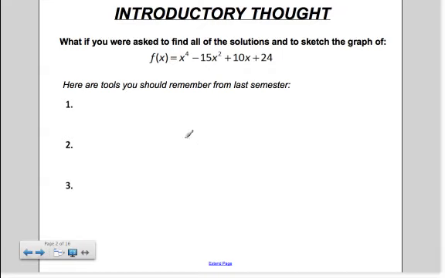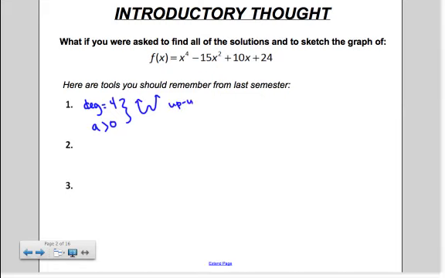Introductory thought. What if you were asked to find all of the solutions of our function here, x to the fourth minus 15x squared plus 10x plus 24? We have some tools from last semester we remember. First of all, we can see that the degree is 4, and our leading coefficient a is positive, and so all that together means that our shape is going to be something like this, opening up and maybe looking something like a W or some form of that. All right, that's one thing we know.